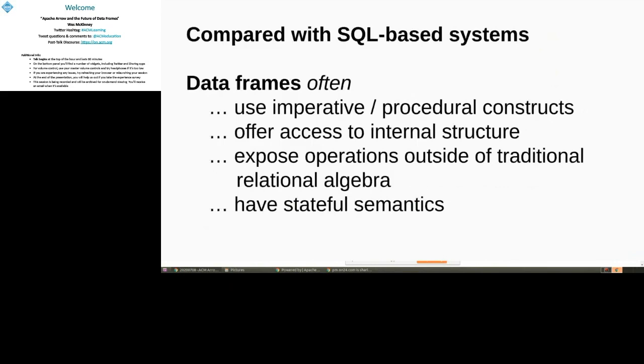Getting into more technical differences between SQL-based systems and data frames, the API of data frames is often focused around imperative or procedural constructs.